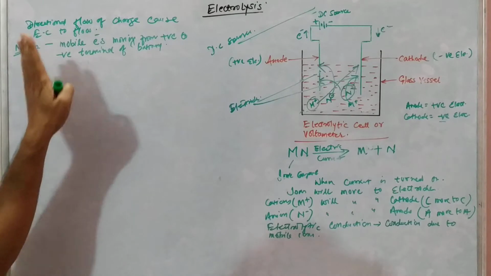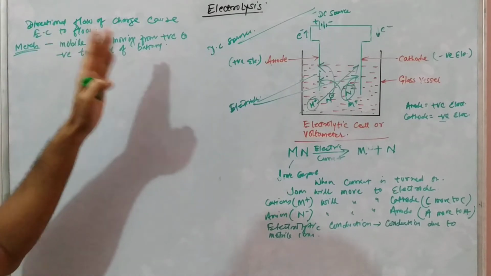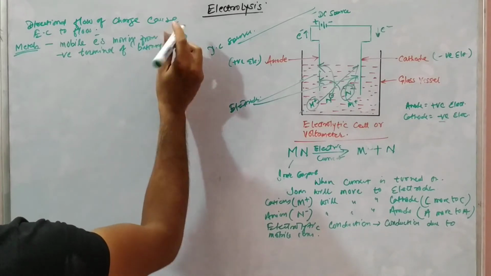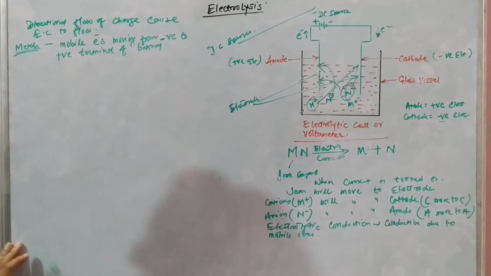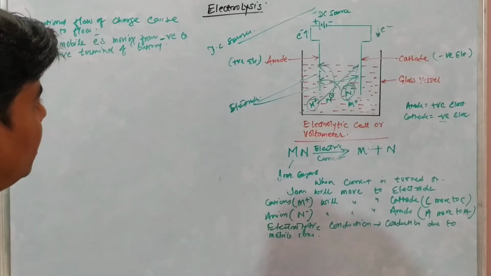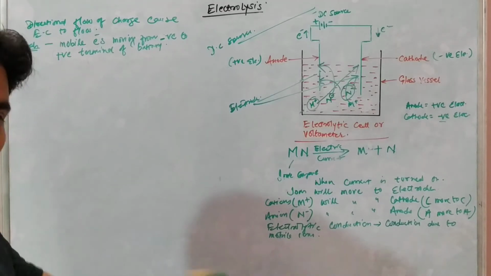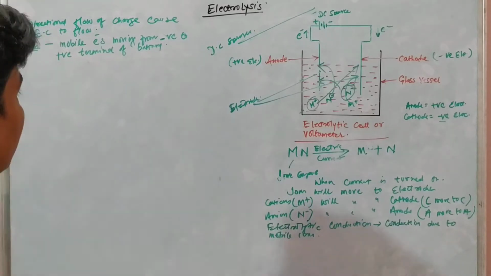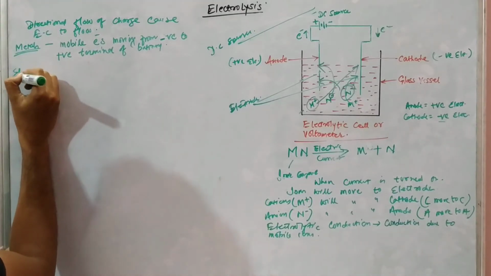Since electrons are moving from negative to positive terminal of the battery, that is a direction, so charge is moving in a direction, so electric current will flow. What in case of electrolytes?